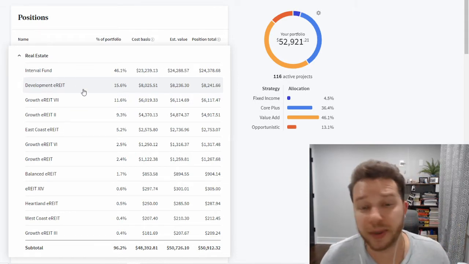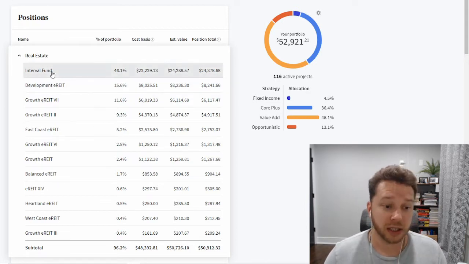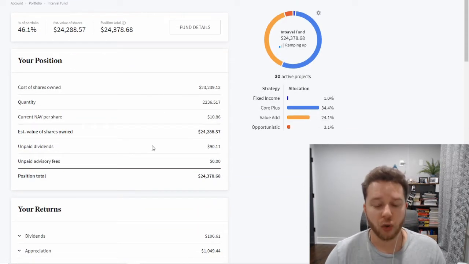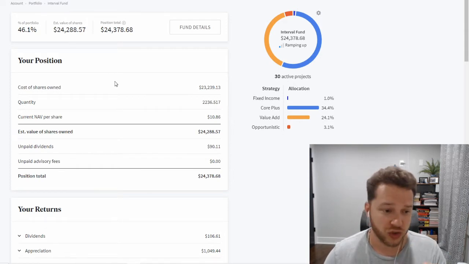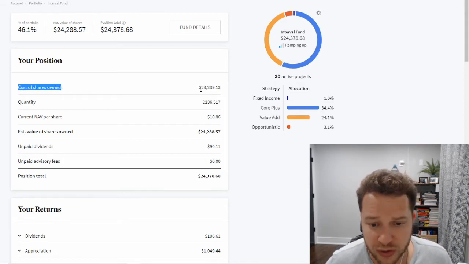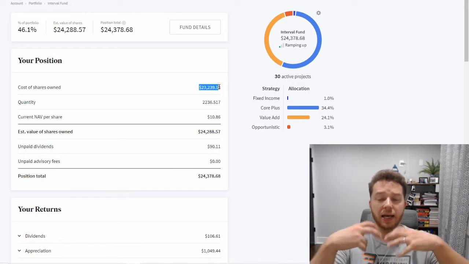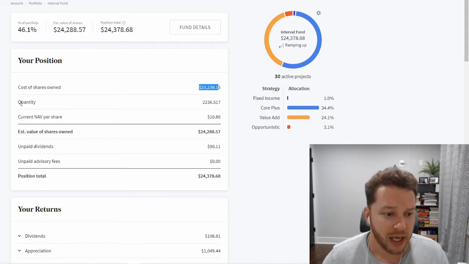So let's take the biggest fund that we have here, which is the interval fund, and we're gonna click on it. Right, so as you could see here, there's a lot of detail, right? And what we're concerned about, so actually let's just go over each thing that you could see here. Cost of shares owned. So this is how much money that I put out of my own pocket without any returns into this fund, right?